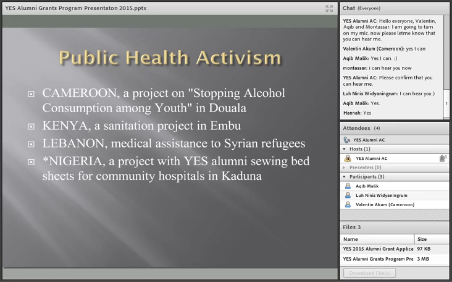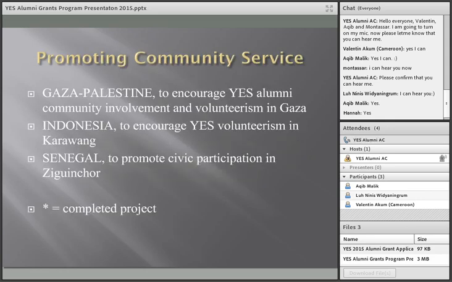She created bed sheets and actually hospital gowns for a hospital, because in one particular area, one particular hospital, a lot of times hospitals just don't have the resources for bed sheets. Here is some of the ones promoting community service in Gaza, Palestine. They're encouraging alumni and others to be involved. Civic participation in Senegal, and more, yes, volunteerism. Because as you know, volunteerism is still not prevalent in many of our countries.